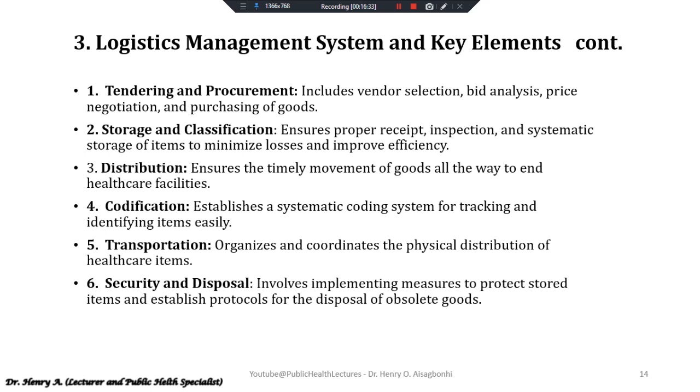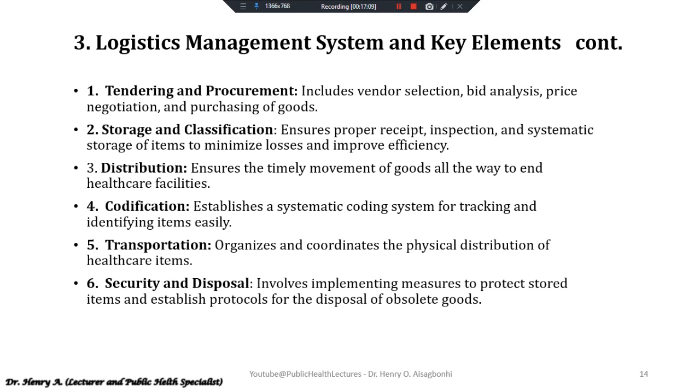Number 2, storage and classification. Once items are procured, they must be received. They must be inspected and must be properly stored. In terms of classification, such as coding items into categories, this will help to reduce confusion and it will help to reduce loss. For example, separating reagents from consumables or sterile from non-sterile items.